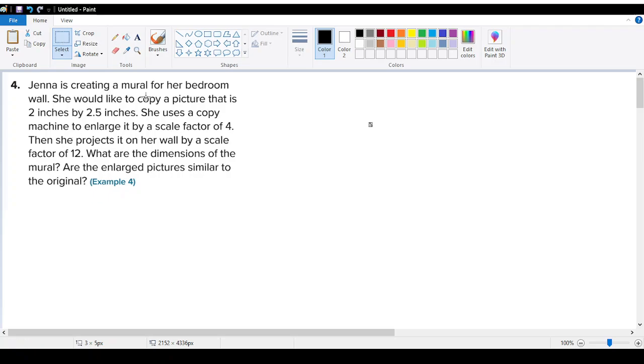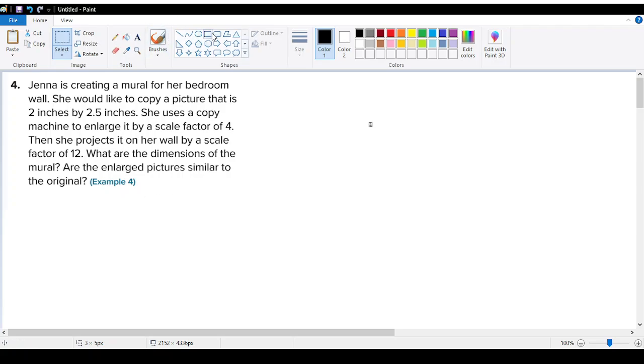She is creating a mural for her bedroom. Do you know what a mural is, Shamsa? No. It's just like a picture to put on the wall. This is the mural. Okay, it's something like this picture. She wants to draw a picture on her wall. Okay. Now let's go back.